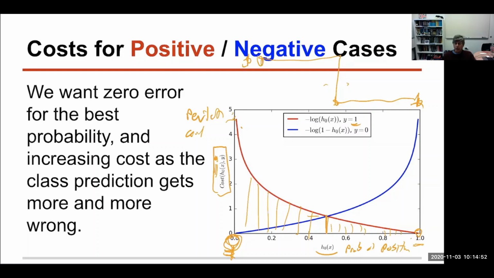Why don't we like this penalty function as well as the other one? Do people like this penalty function, where if you get the label wrong, say you thought the probability of it being positive was 0.49, you faced as big a penalty as if you had thought there was 0 chance of it?